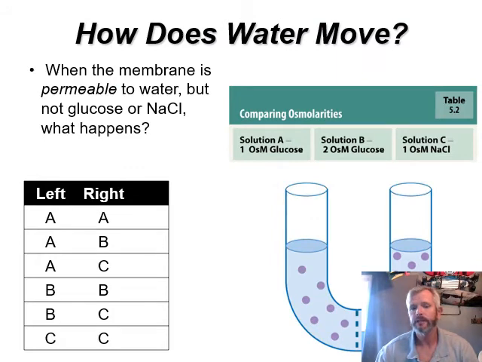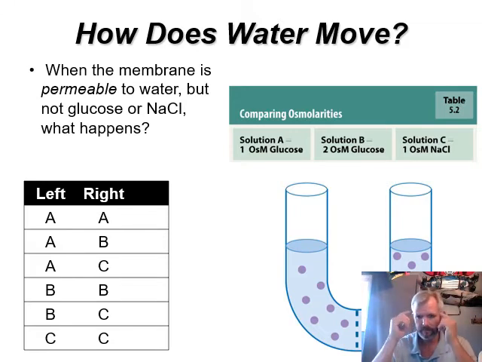So let's move this around and talk about what's what. When the membrane is permeable to water, but not glucose or NaCl, what happens? This is a little disfiguring because of the numbers shown here. What if it is permeable to water, but not glucose or NaCl? This is a hypothetical situation.